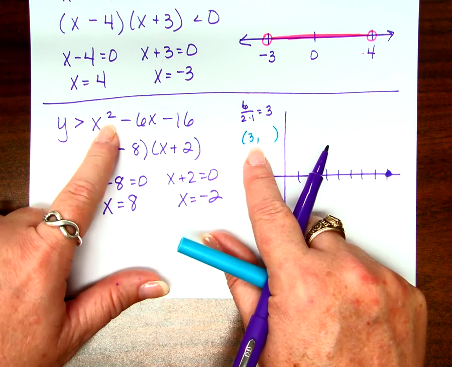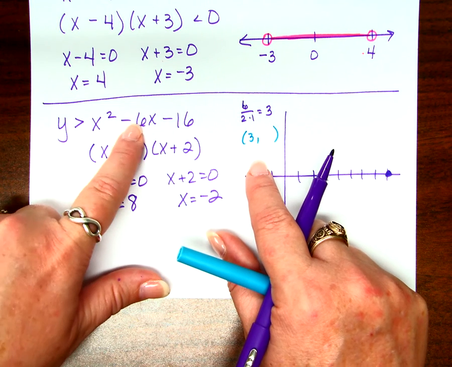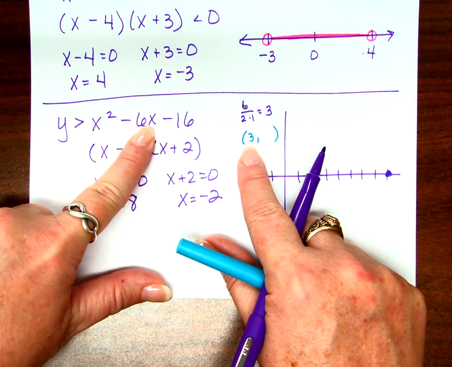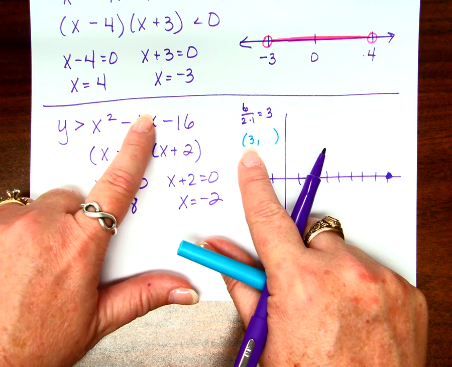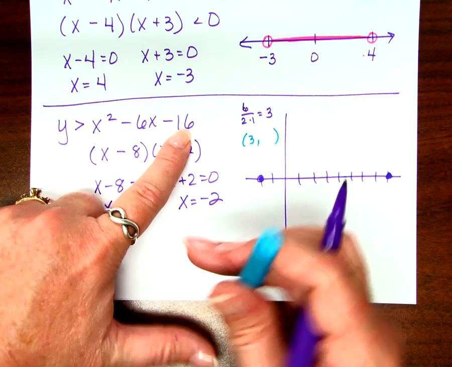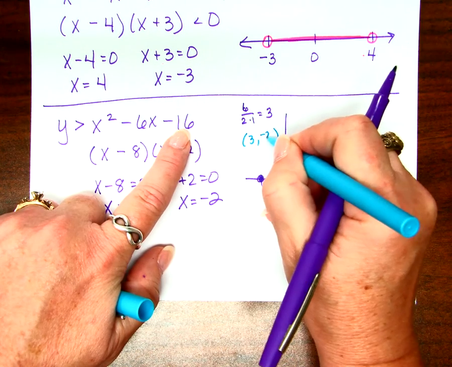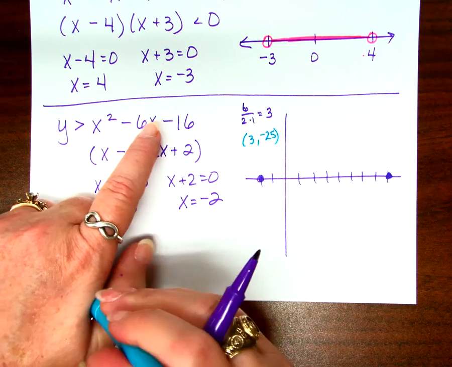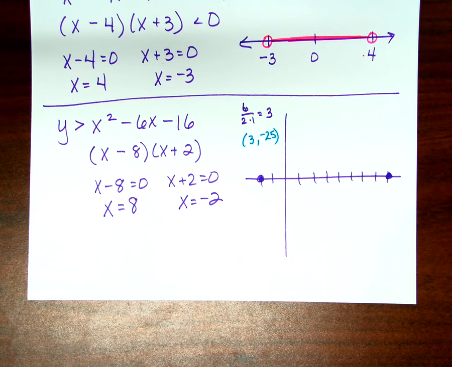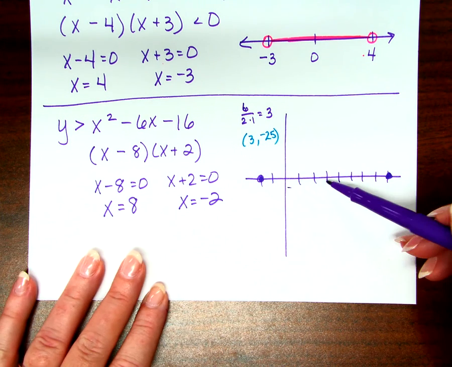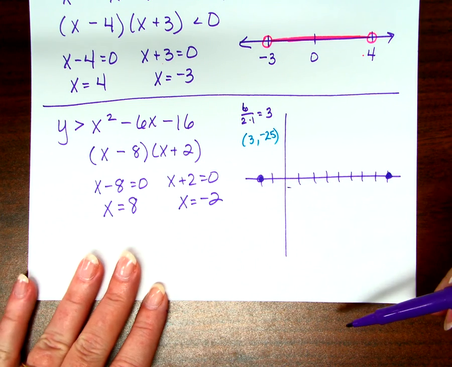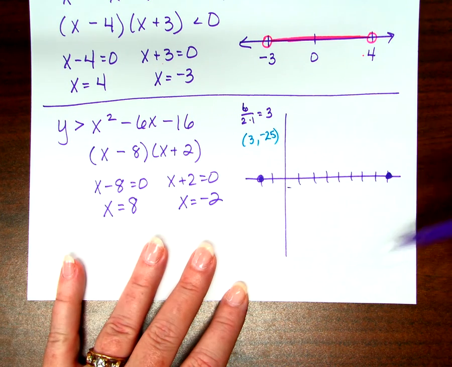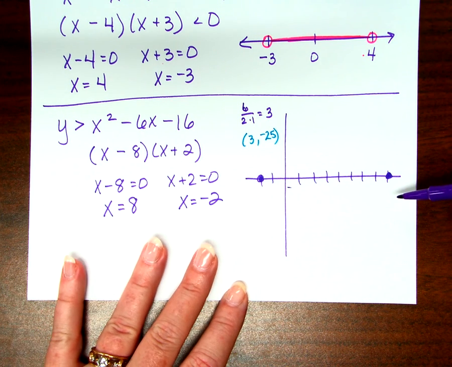What's 3 squared? 9. What's 6 times 3? 18. What's 9 minus 18? Negative 9. What's negative 9 minus 16? Negative 25. Okay. Now, we have a problem, don't we? On most of the graph paper I give you, I can go over 3, right? Can I go down 25? No, I can't even do this on my paper right here, can I? So what's it going to actually look like when I graph it?